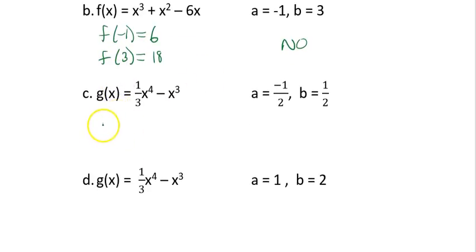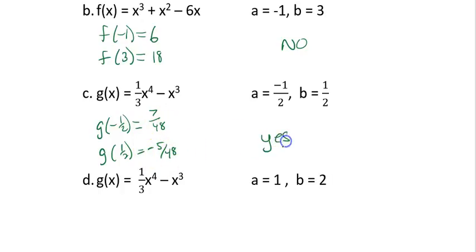For C, I plug in the negative 1/2, and I plug in the positive 1/2. Be careful with your signs here. If you plug in negative 1/2, you get 7/48. If you plug in a positive 1/2, you get negative 5/48. And since one's positive and one's negative, yes, there will be a 0 between them.